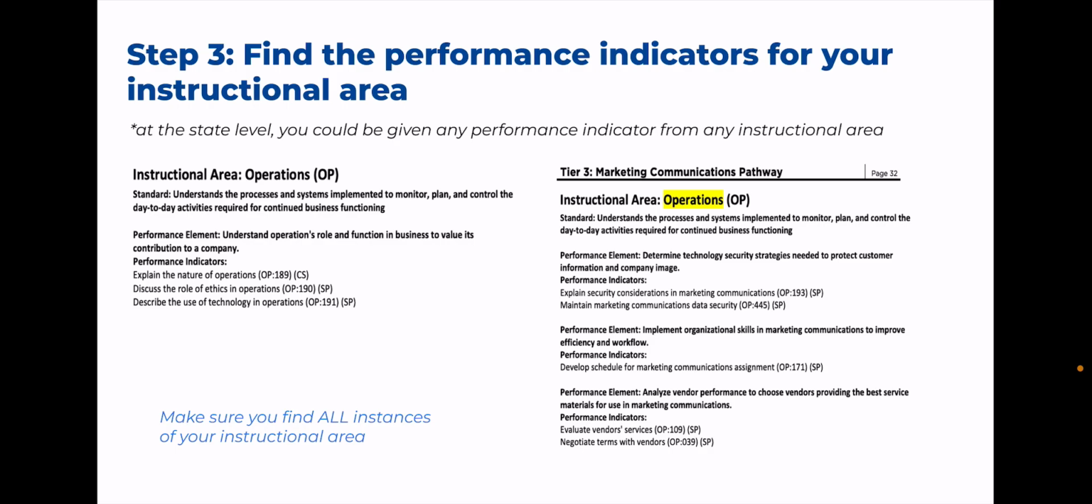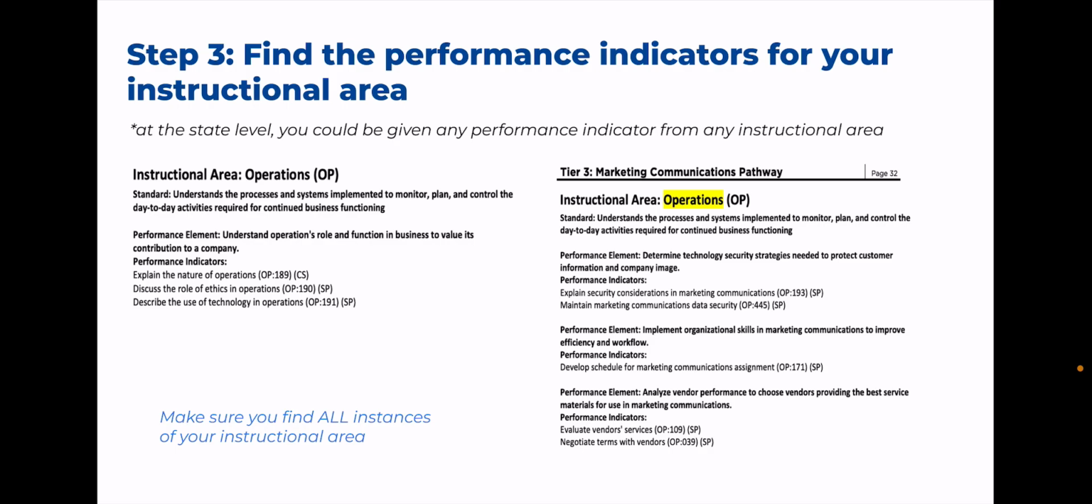Next, you're going to find the performance indicators for your instructional area. If you think back to the table on the first slide, if you remember apparel and accessories marketing, one of the instructional areas was operations. So now you're going to search for any instance of that, like operations or your specific instructional area, within the packet. I just did a quick Command F, and then I looked for wherever it was found.